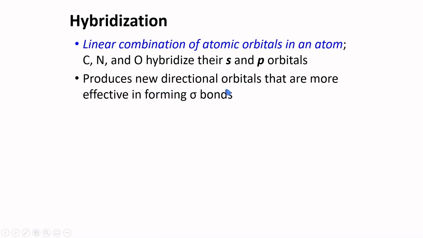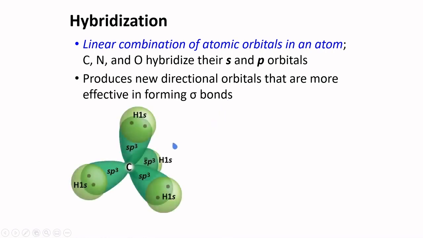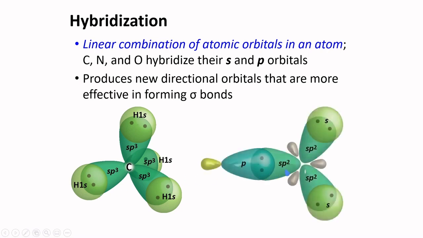Hybridization produces new directional orbitals that are more effective in forming sigma bonds. For example, when you form your sp3 hybridized orbitals, they can readily interact with s orbitals from hydrogen to form your new compound. Here, an sp2 hybridized orbital has directionality and can interact with another p orbital. This forms the strong sigma bond. Also, an sp2 hybridized orbital can interact and form a bond with an s orbital.